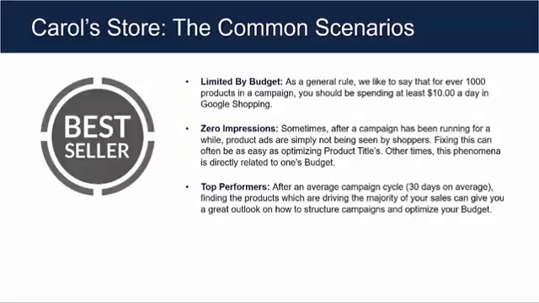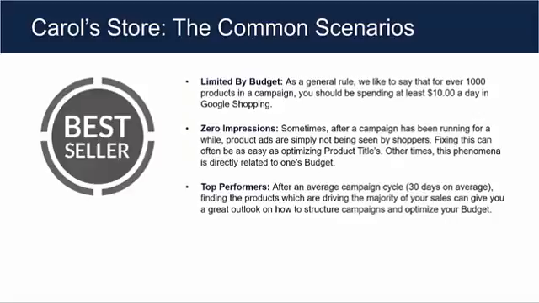So Carol's come back. She's worked on some product titles and descriptions, and she's starting to see that the impression issue is resolving itself. Also, she put a little more into her budget, so the product ads that may not have been getting hits are finally getting hits. Now she's noticing that she's spent a couple of months in Google Shopping, and she's still not really making the profit that she wants.